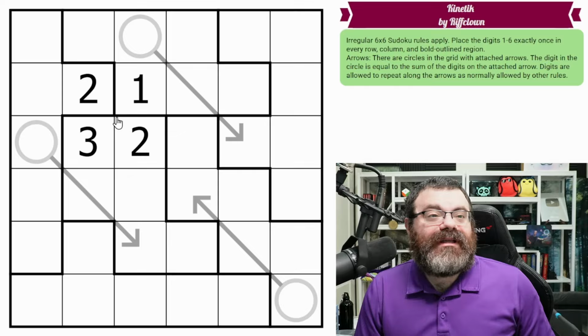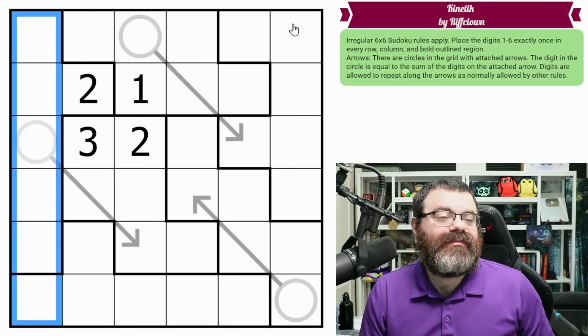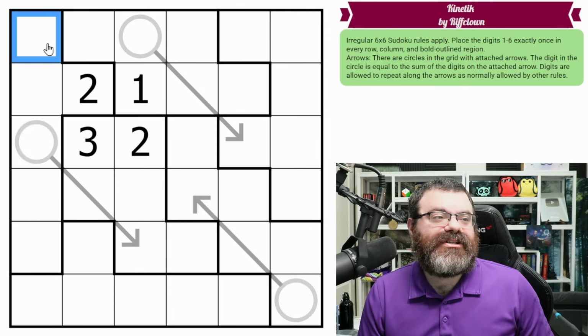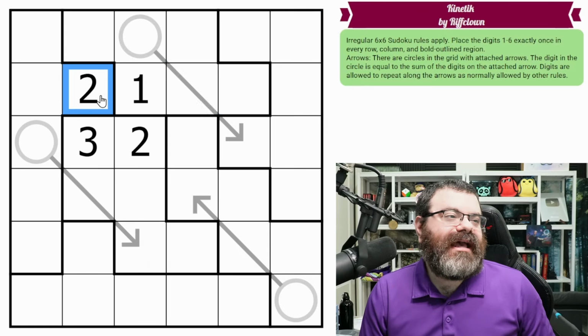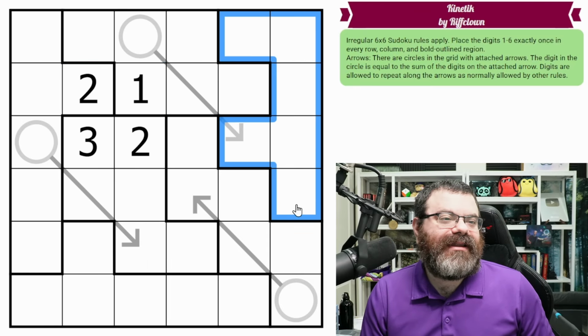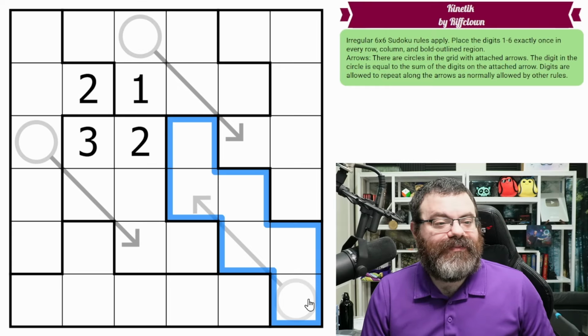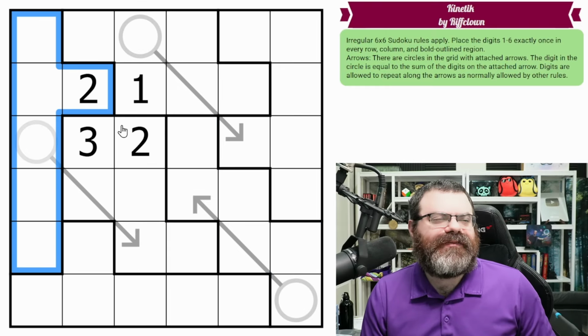All right, well, we have irregular 6x6 Sudoku rules. What does that mean? Well, in each row and each column, we still place the digits 1 to 6 exactly once each. But instead of having our normal 2x3 boxes, we have these irregularly shaped regions. Sometimes it's called jigsaw, because you can see how they snap together like a jigsaw puzzle would. And so these work the same as boxes, they're just a different shape.